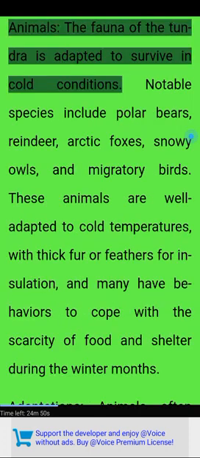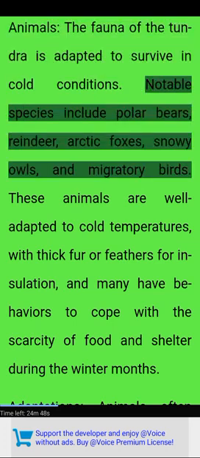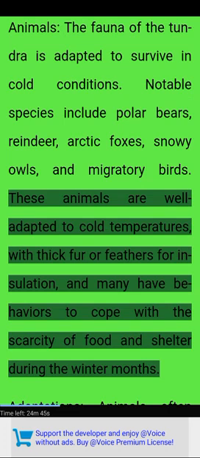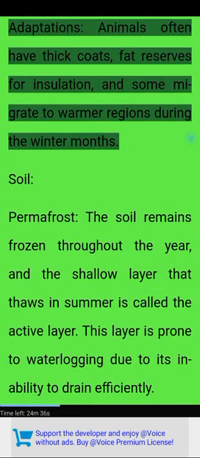Fauna. Animals. The fauna of the tundra is adapted to survive in cold conditions. Notable species include polar bears, reindeer, arctic foxes, snowy owls, and migratory birds. These animals are well adapted to cold temperatures, with thick fur and feathers for insulation, and many have behaviors to cope with the scarcity of food and shelter during the winter months. Adaptations. Animals often have thick coats, fat reserves for insulation, and some migrate to warmer regions during the winter months.